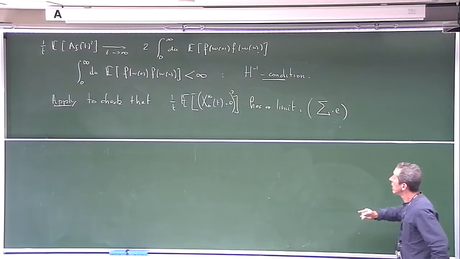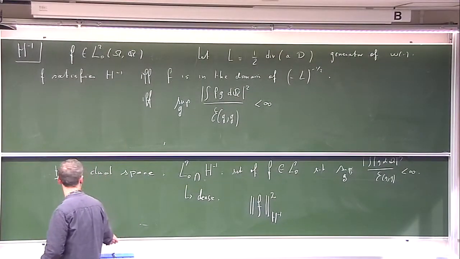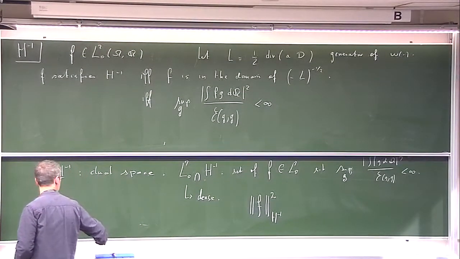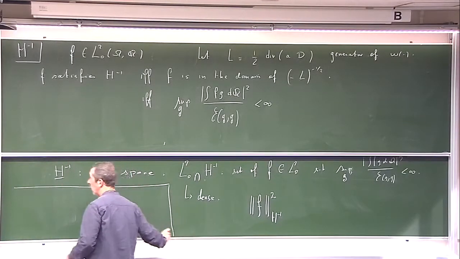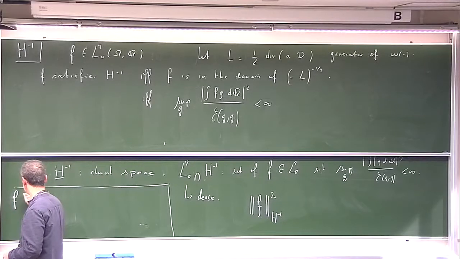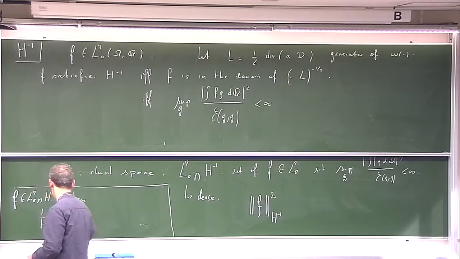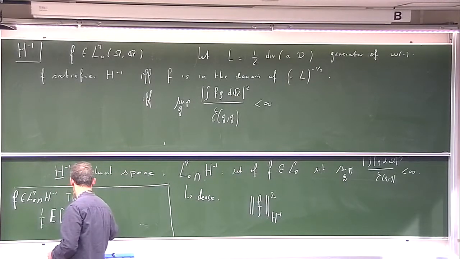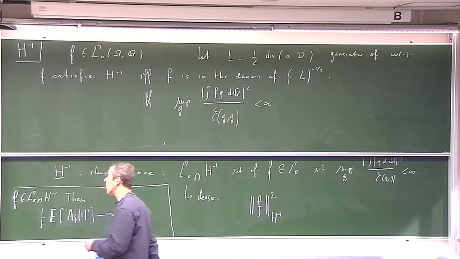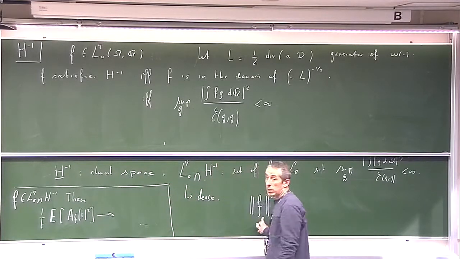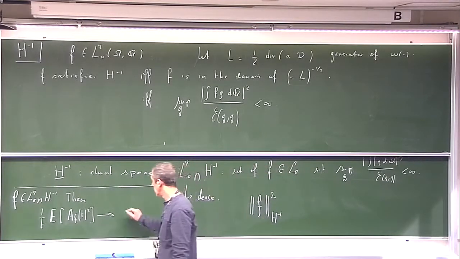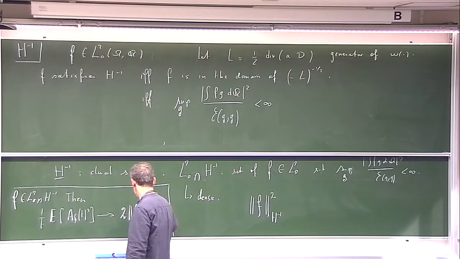So from the computation over there, it follows that when f is in L2,0 intersected with H minus 1, then when you look at the variance, 1 over t times the expectation of the integral of f up to time t, squared, this converges to something, and that something is exactly twice the H minus 1 norm squared. It converges to 2 times the norm of f in H minus 1 squared.